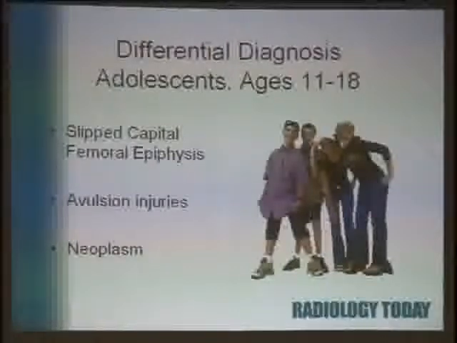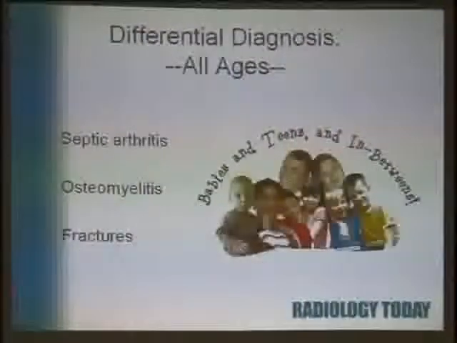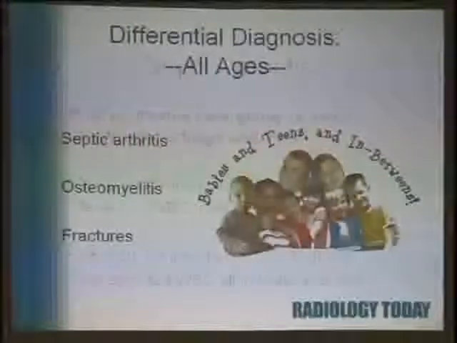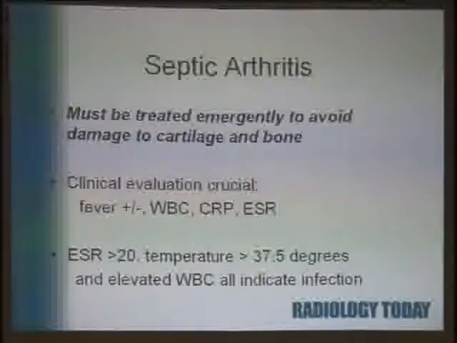Now there are some issues that occur in children of all ages, and again, I'm going to keep talking about infection because it's so important to figure it out quickly: septic arthritis, osteomyelitis, and then fracture. So now, septic arthritis, like I said, is an emergency. You need to get that infected fluid out of there, because you can end up destroying the joint.